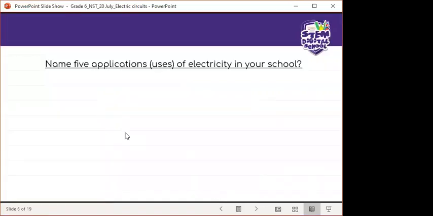Okay, so next question, guys. Name 5 applications or uses of electricity in your school. So just think back about when you were in class, when you were at assembly, going back to your school grounds, wearing uniform. Where was electricity used in your school? Where was electricity used back in your school?